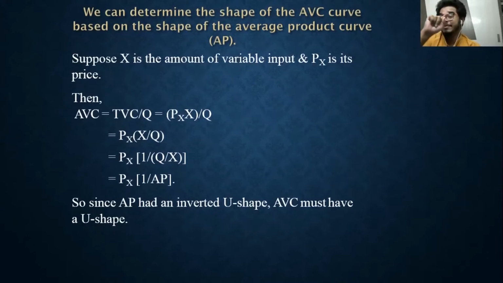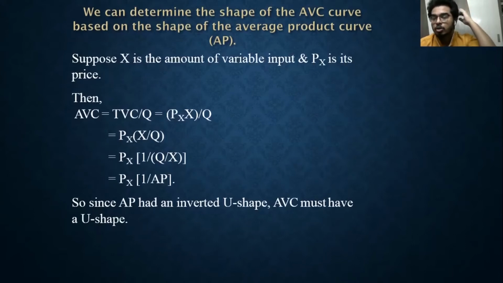Since average productivity is upward sloping at first, increasing, and then decreasing, it gives an inverted U shape like this. Now 1 by this means the curve becomes like this. 1 by average product looks like this. You are just turning it upside down, and it becomes a U-shaped average variable cost.